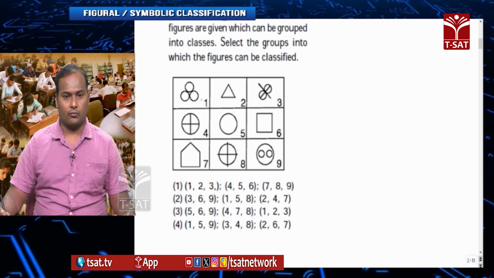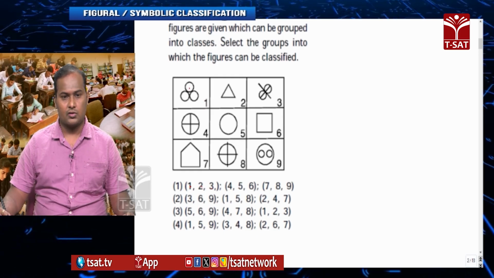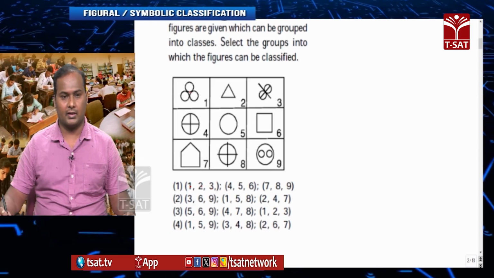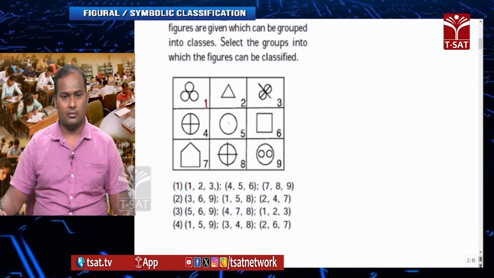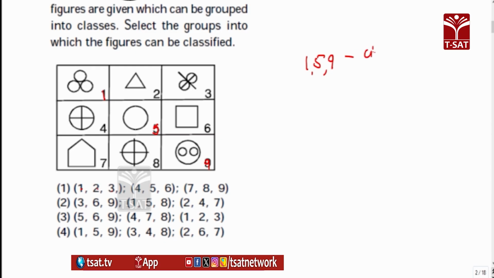If you see block 1, in this case you are having a circle. So you just find out in which other figures you can find a circle, that is 1, 5 and 9. In these 3 cases I can see circles. So obviously, based upon the character of circle, 1, 5, 9 will become one particular group, because here you are having a circle.